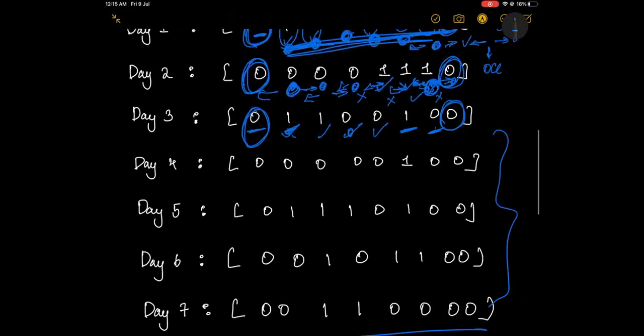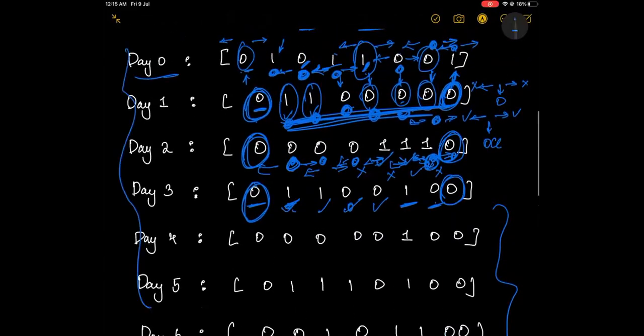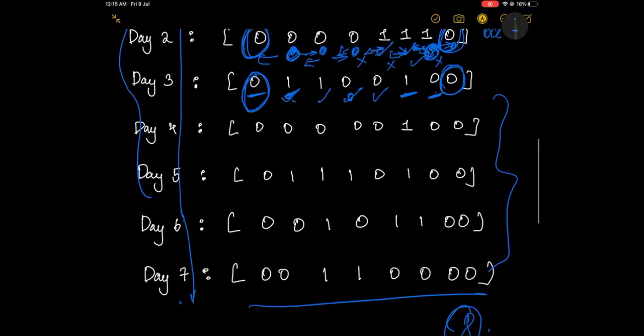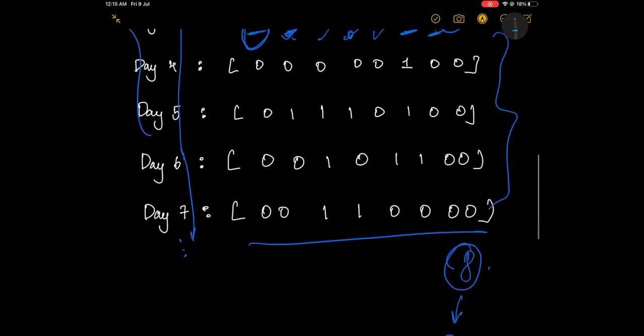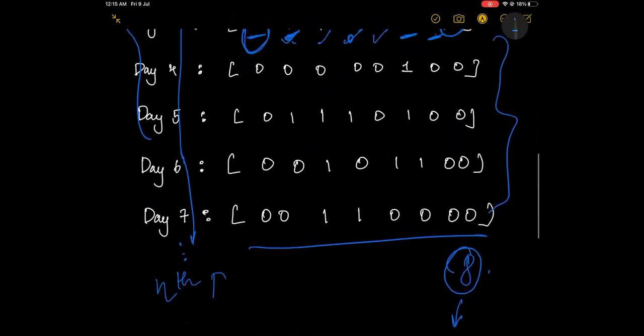First of all, we can do this problem by brute force, by changing it by day and following it till the nth day. Okay, we can do that, but that would increase the time complexity. Okay, we don't need to do that.